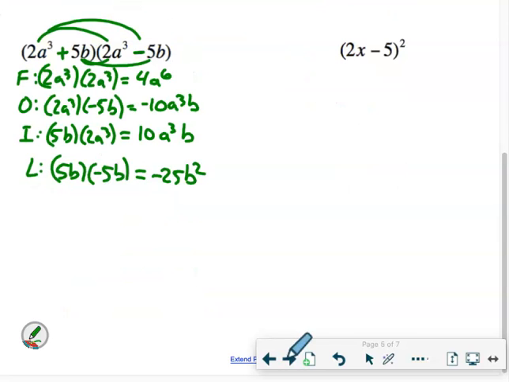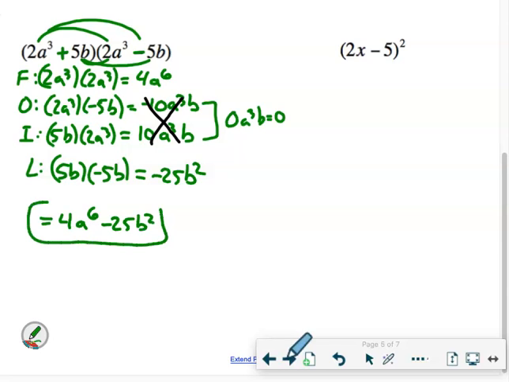What happens with these is these go to 0. A to the third b, which is 0. So the middle part, these are going to cancel out. So if you have the same set of parentheses, but one is plus, one is minus, your answer is only going to be a binomial. We keep the first terms, we keep the last terms, everything else cancels.